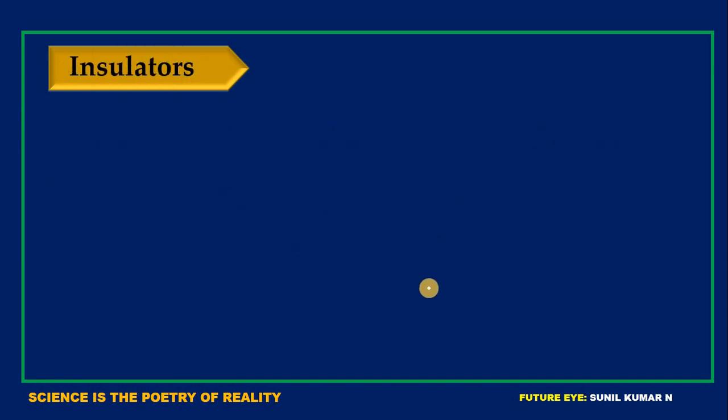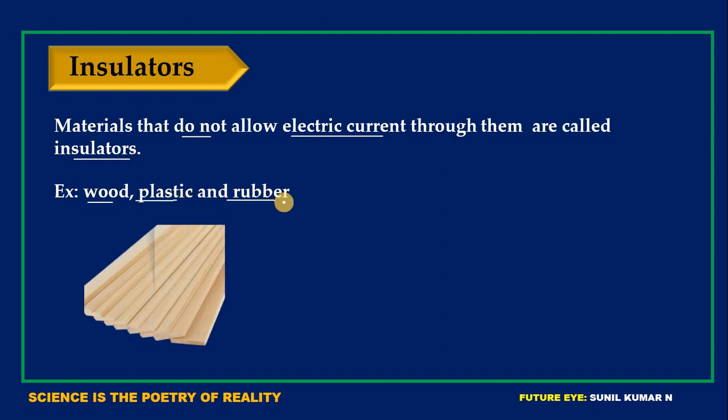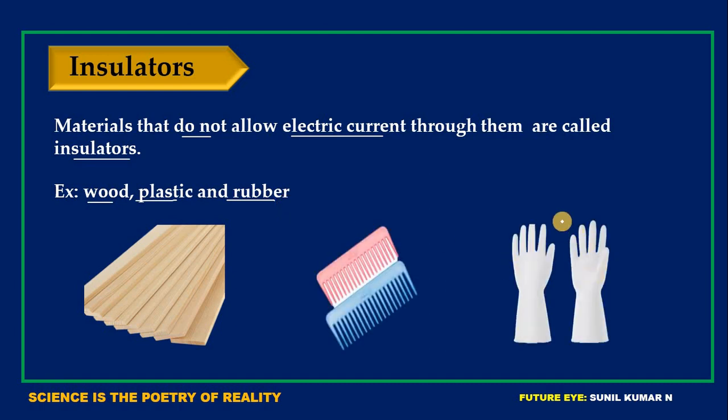Next, insulators. The materials that do not allow electric current through them are called insulators. Examples: wood, plastic, rubber. You would have seen electricity never flows through wood, plastic or rubber. See, these are rubber gloves. Why do electricians use rubber gloves or wear rubber slippers? Because electric current never flows through rubber. So all these are examples of insulators.